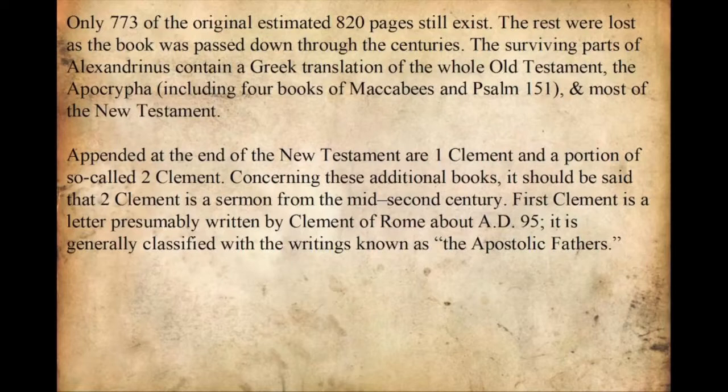The surviving parts of the Alexandrinus contain a Greek translation of the whole Old Testament, the Apocrypha, including four books of Maccabees and Psalm 151, and most of the New Testament. Now, this is interesting. Appended at the end of the New Testament are 1 Clement and a portion of so-called 2 Clement. Concerning these additional books, it should be said that 2 Clement is a sermon from the mid-2nd century. 1 Clement is a letter presumably written by Clement of Rome about AD 95, and it is generally classified with the writings known as the Apostolic Fathers.